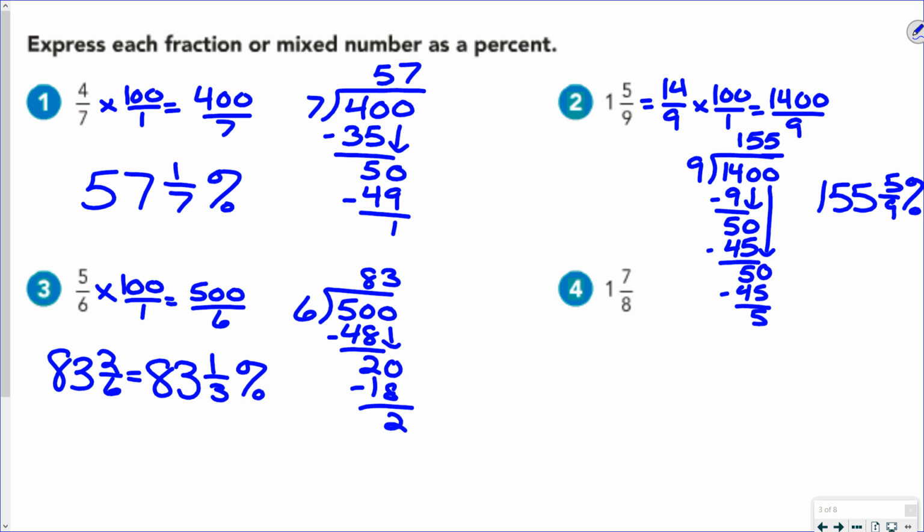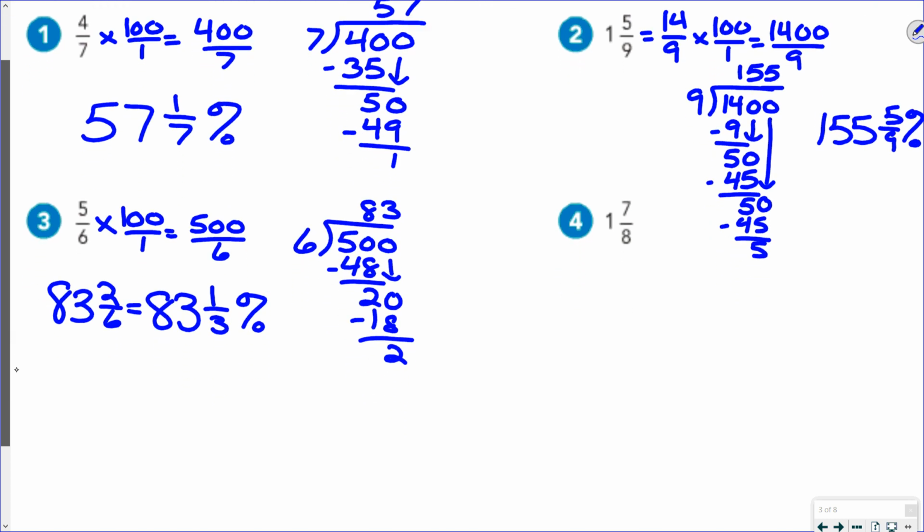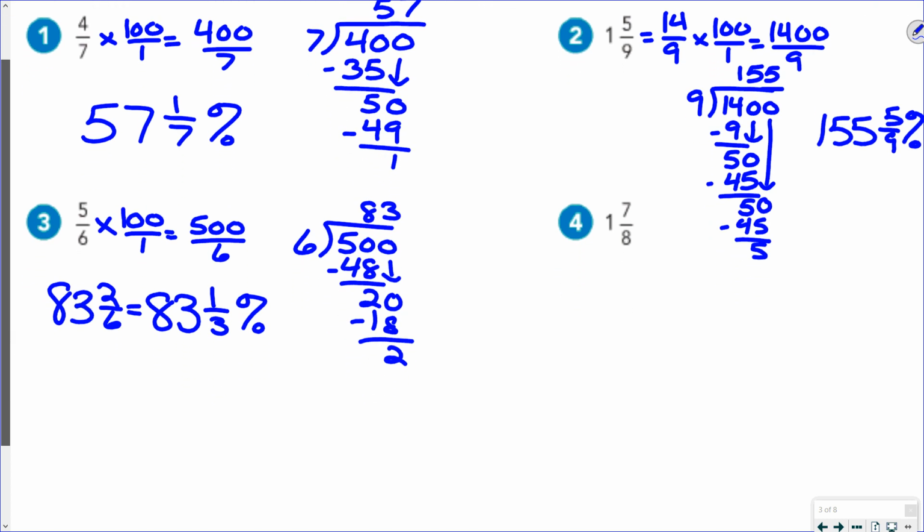I'm going to scroll this down a little bit so I have a little more room to work on number 4 here. So 1 7/8, we of course have a mixed number, so we're going to convert that to an improper fraction. And that improper fraction would be 15/8, because 8 times 1 is 8, plus 7 is 15. I'm going to multiply that by 100 over 1, should be 1,500 over 8. And again, we could have simplified, or we can simplify early, or we can simplify at the end. I've decided to simplify at the end.